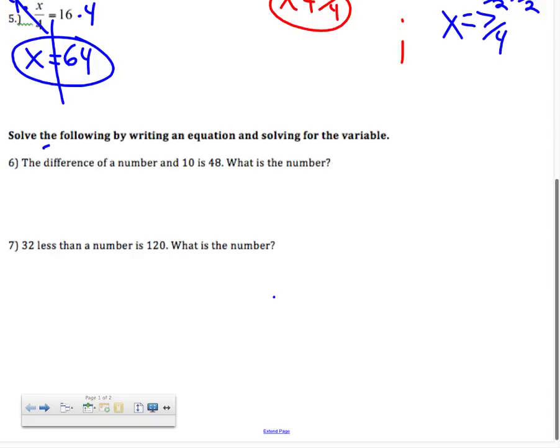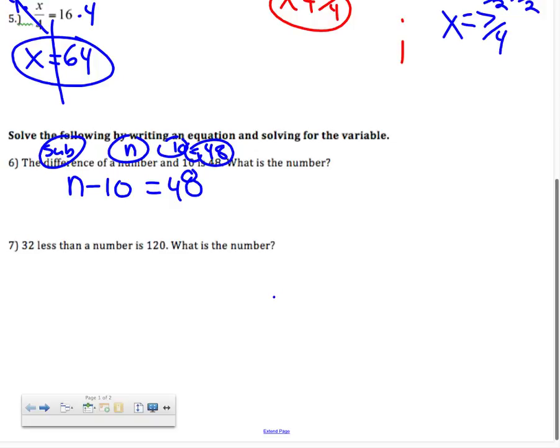The difference means we're going to subtract a number, so we'll call that n, and 10 is means equals, and then of course 48 is 48. So subtract a number and 10 to equal 48. Okay, let's do that. Just kind of write it as you read it in this case. Almost forgot the top 8 there.